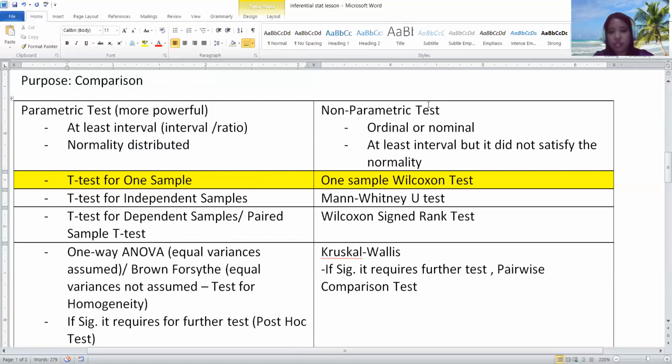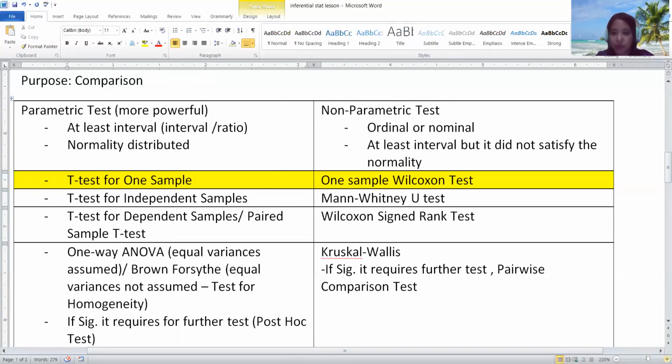While if our data is ordinal or nominal, we do not need to check the normality anymore. It is not qualified for parametric test, obviously because our condition here is that it is at least interval, so we're going to use non-parametric test. But just in case that we did not meet the condition for at least interval, or even if our data is at least interval but we did not meet the condition of normality, then this is again the reason why we cannot use parametric. So we're going to use non-parametric test.